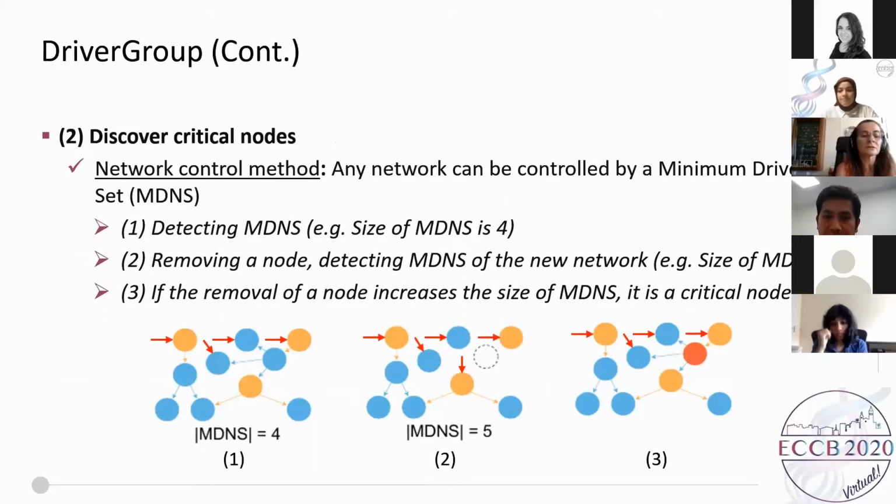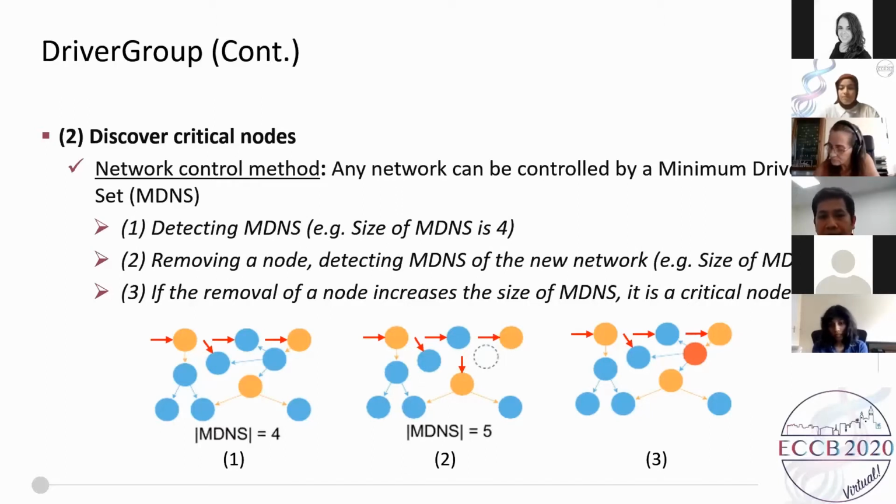And we apply the network control method to identify the critical nodes in the gene regulatory network we built in the first stage. For example, we have a network like this, and we apply the network control method to identify the critical nodes for this network. We find that the four nodes marked with the red arrow are the minimum driver node set. So the size of the minimum driver node set for this network is 4.